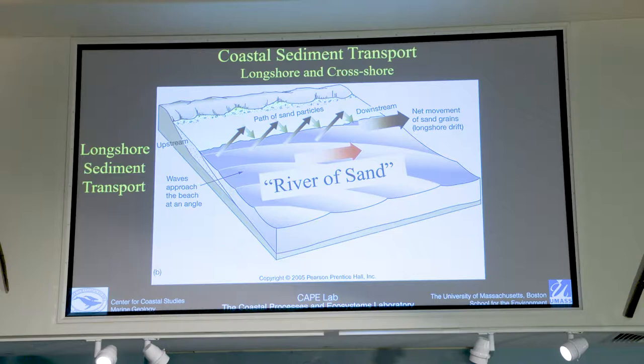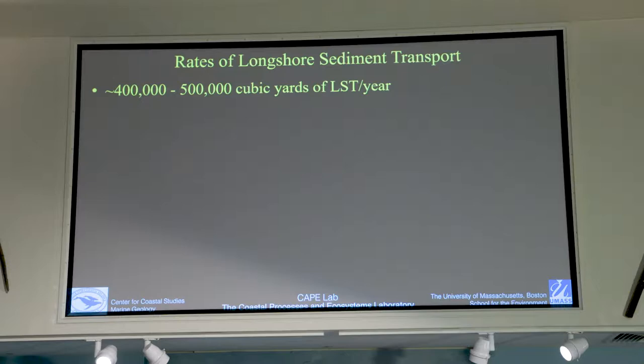Now, how much are we talking about, right? We talked about waves. How much sand? Again, on average, on an open ocean beach in the Atlantic Ocean, you get about 400 to 500,000 cubic yards of sand moving every year. And that's along the entire nearshore area. Not just the beach, it's the beach all the way out to about 30 feet, right? So there's always sand moving. This is a lot of material. So we'll do the same thing we did for waves.